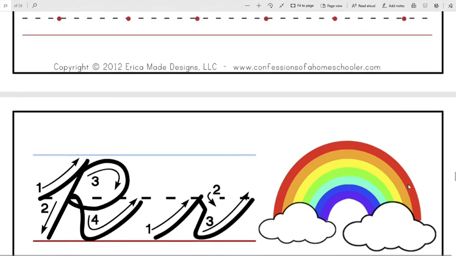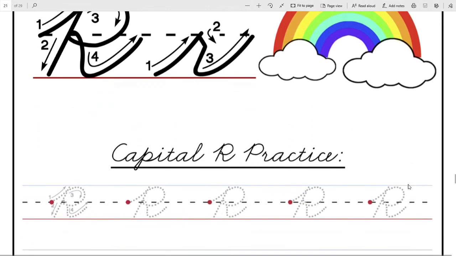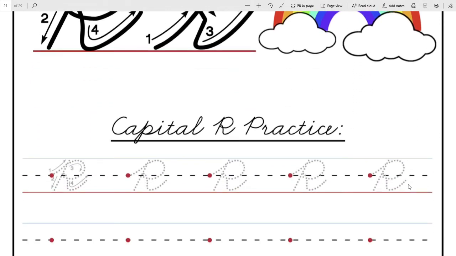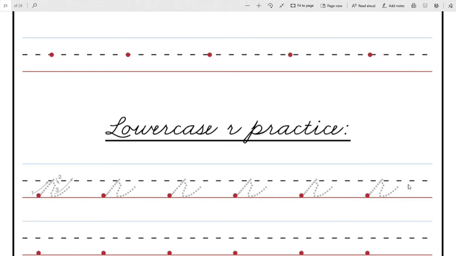What is the next letter? R. Yes. See, capital cursive R and small cursive R. Both letters are here. What is the sound? R. R says R. What is the picture? Rainbow. Now we see how to write capital cursive R like this, and small cursive R, that is the lowercase, like this. Yes.